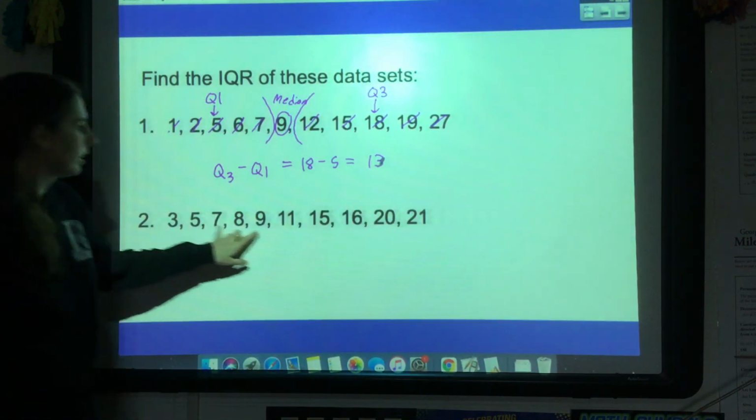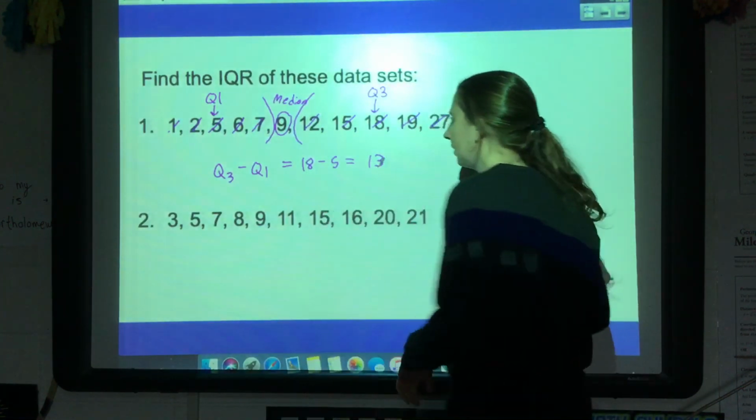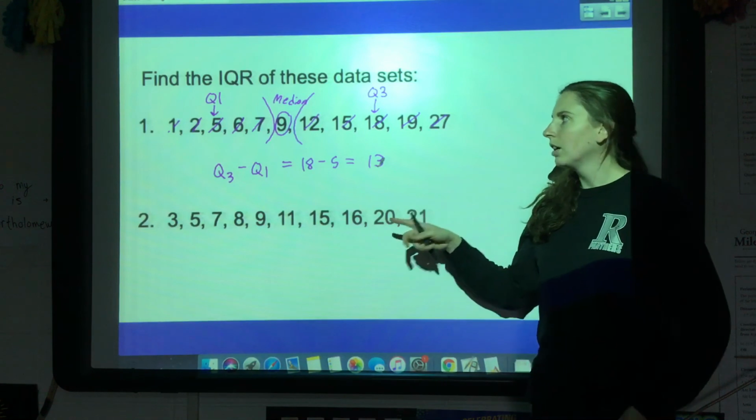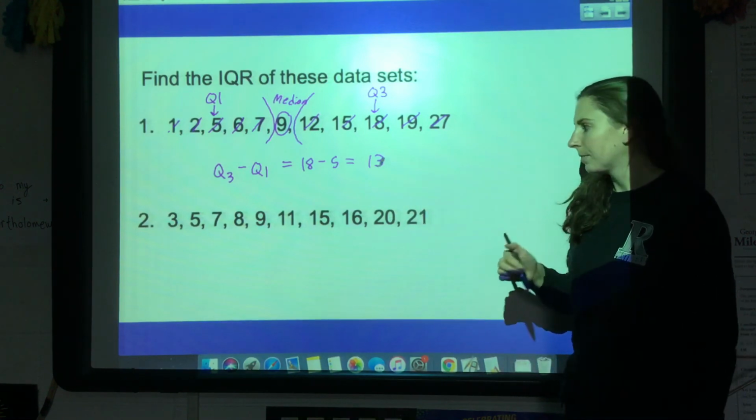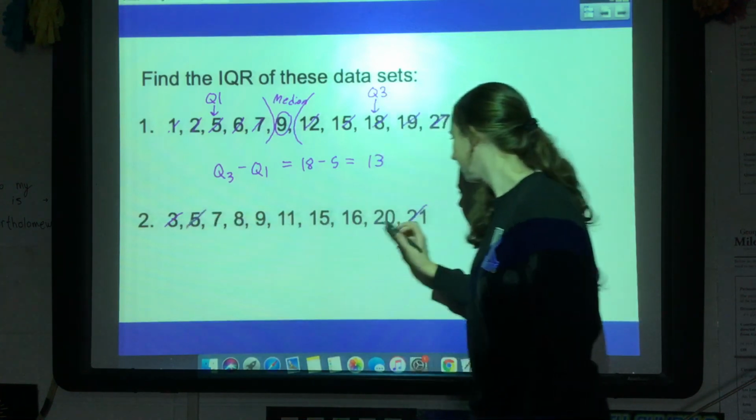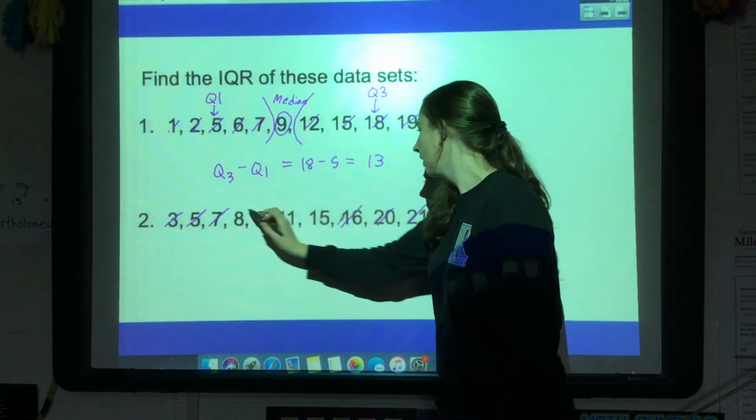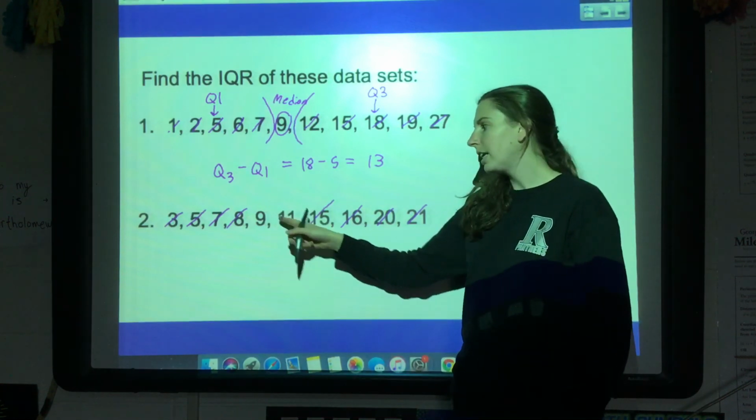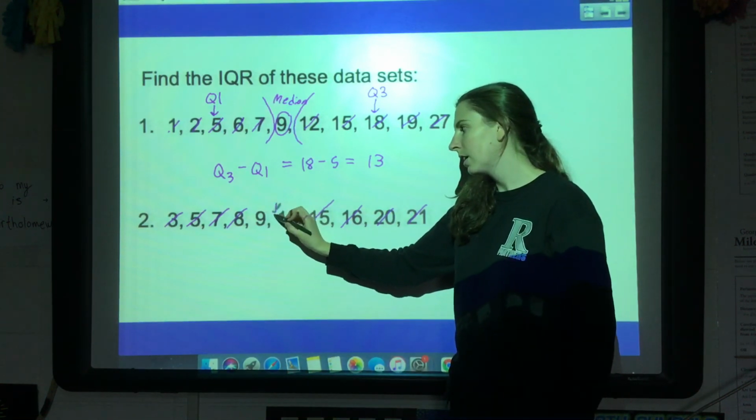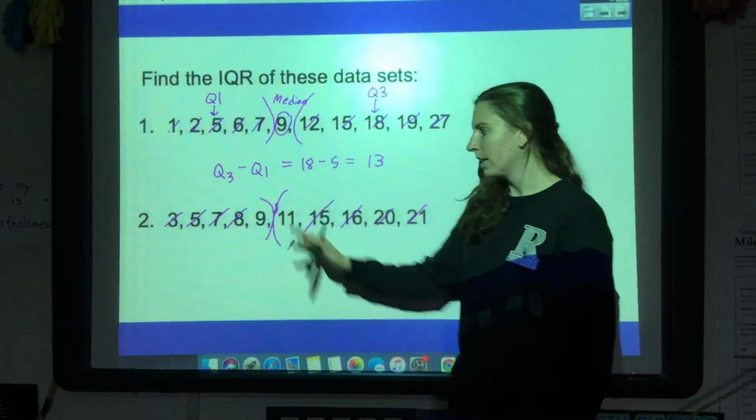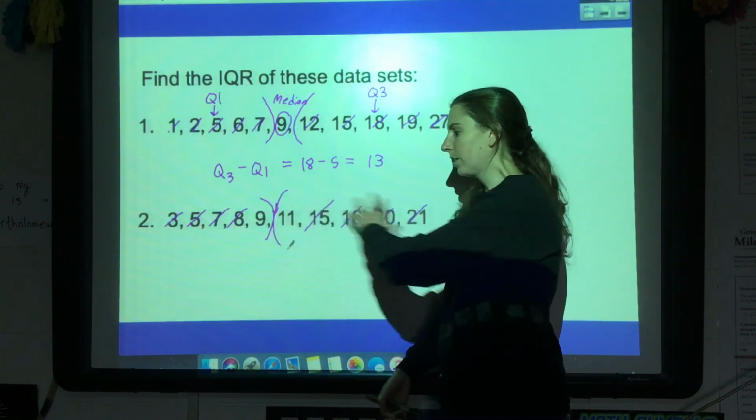All right, now let's take a look at this data set. They look pretty evenly spread out, so it's probably going to have a similar interquartile range to this, but we'll see. So again, I'm going to find the middle first. Okay, this one actually has 2 in the middle, and the median would be 10 right here. If that's the case, just split the data right down the middle. So deal with this half separately, deal with this half separately.